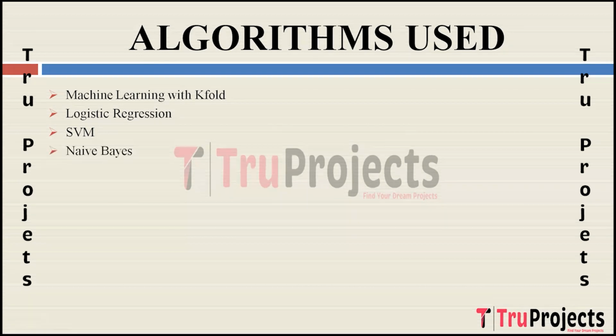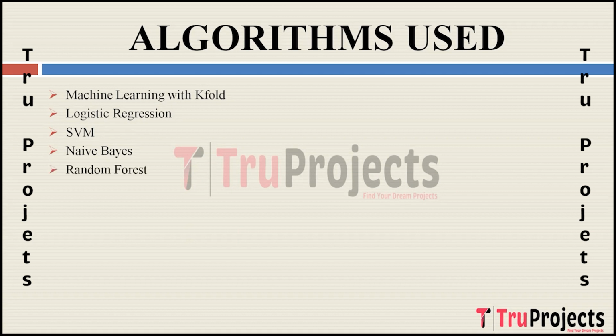Naive Bayes. Naive Bayes is a probabilistic classification algorithm based on Bayes' theorem. It's particularly effective for text classification tasks, but it can also be used for network attack detection. Random forest. Random forest is an ensemble learning method that combines multiple decision trees to improve prediction accuracy and reduce overfitting. It's versatile and can handle various types of data.